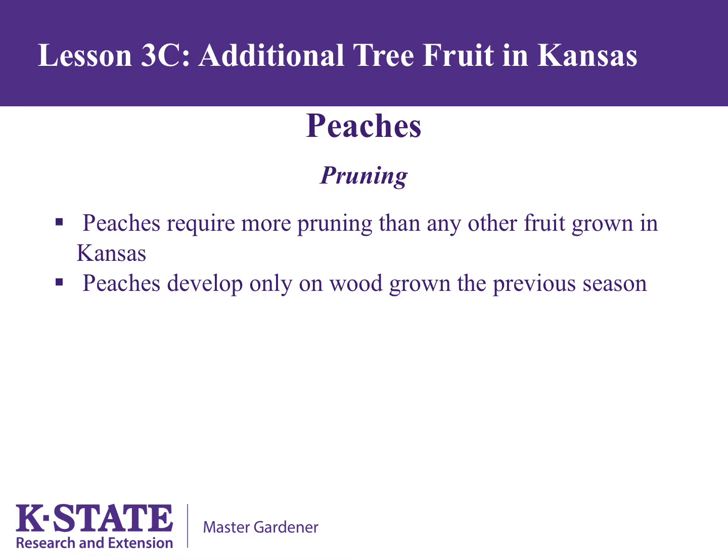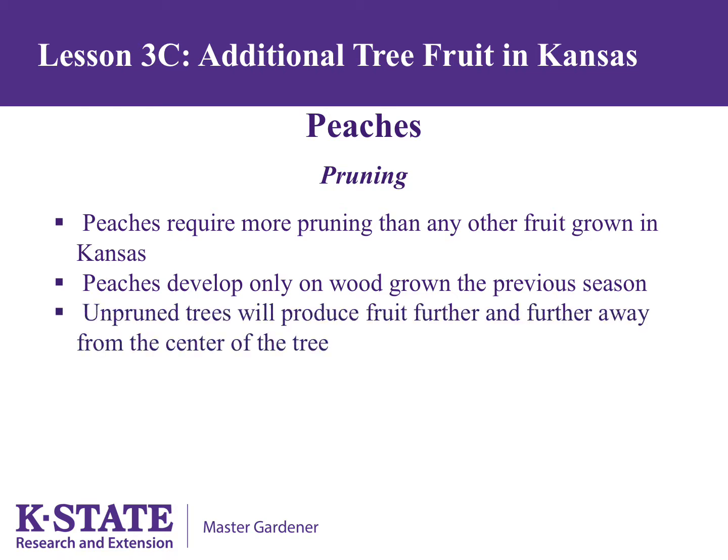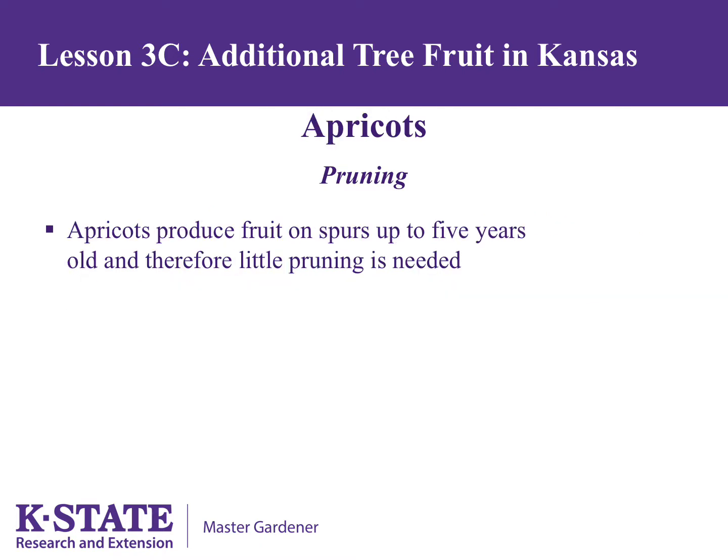Peaches require more pruning than any other fruit tree because peaches only develop on wood grown the previous year. If left unpruned, peaches are produced further and further away from the center of the tree. The weight of these fruit can break a tree apart as they have more leverage the further they are from the trunk. Apricots are totally different in regard to pruning. They produce fruit on spurs up to 5 years old. Therefore, little pruning is needed.